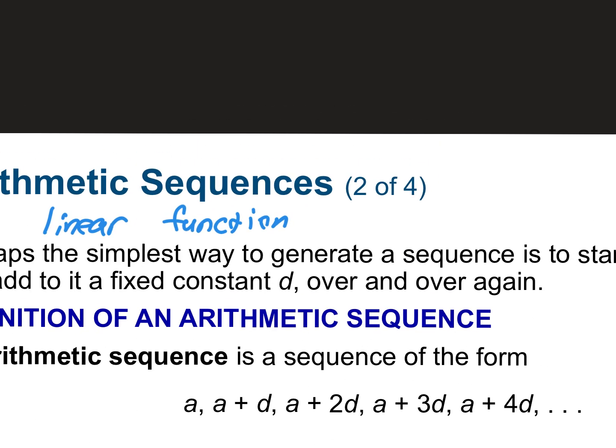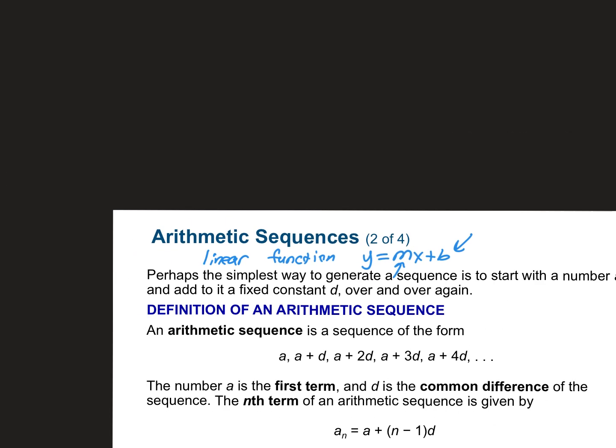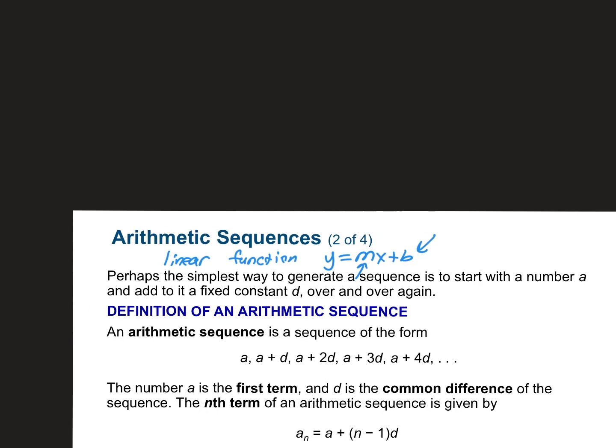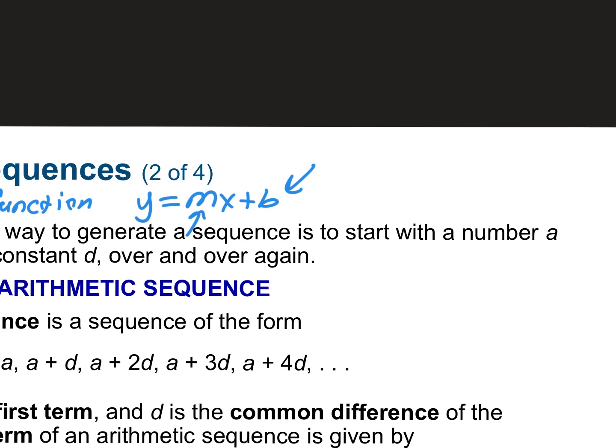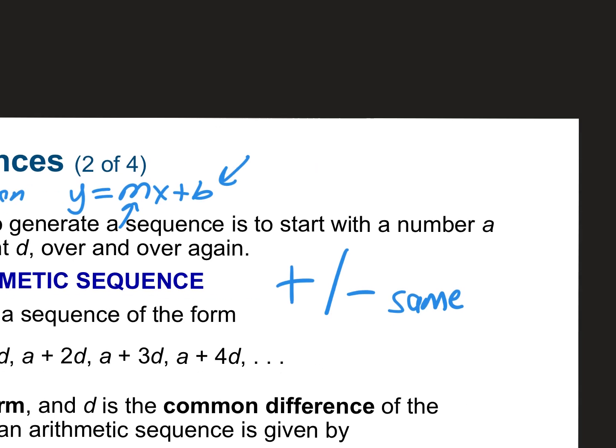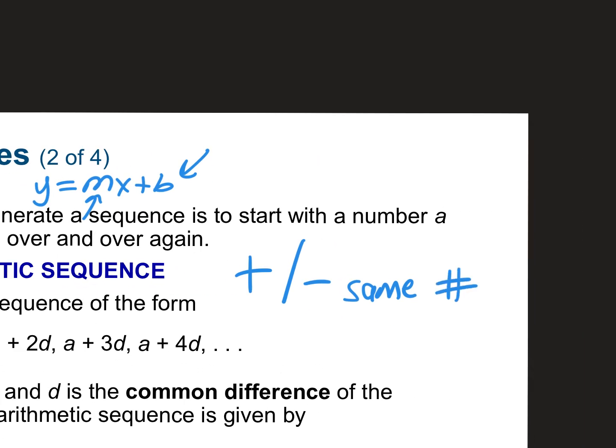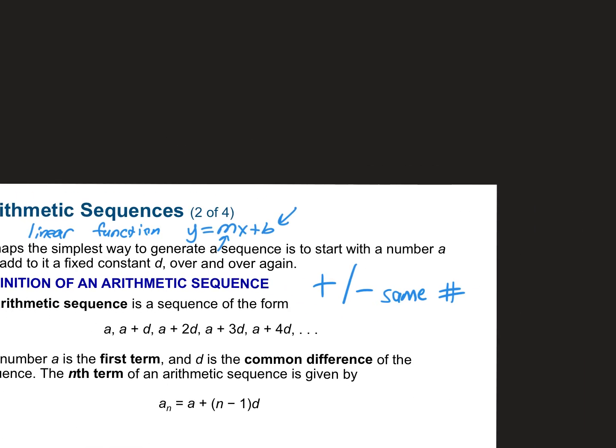We think about our linear function, makes a line when it's graphed. It's y equals mx plus b, where b is your y-intercept and m is your slope. So in an arithmetic sequence, we're going to find those two things. We're going to find the intercept and the slope. We're just going to call them different things. So with an arithmetic sequence, you are going to add or subtract the same number every time to get to the next. All right, this is going to be adding or subtracting to get from one number to the next.